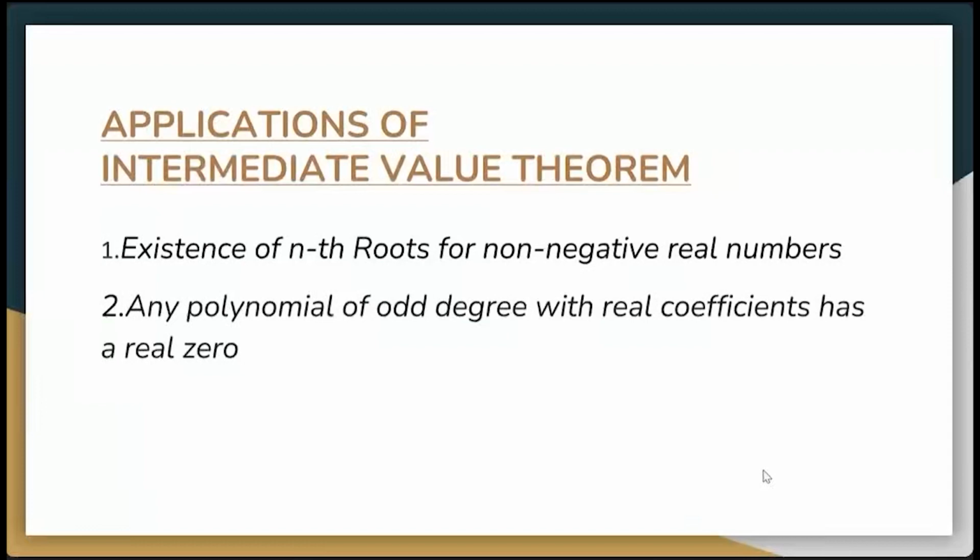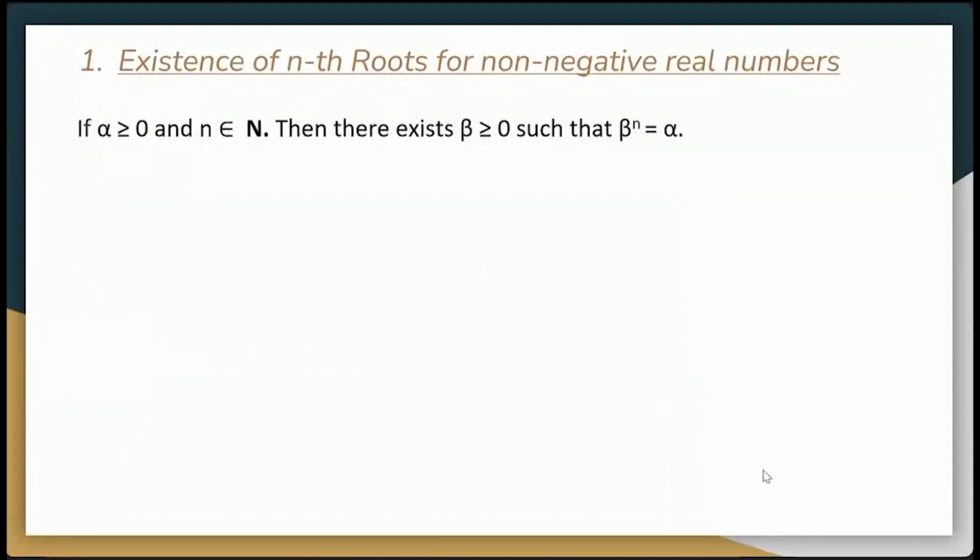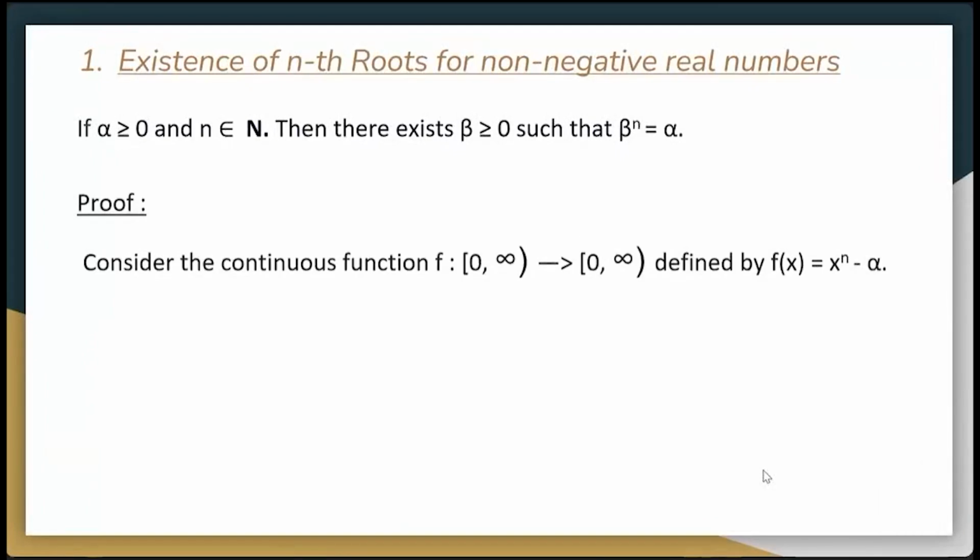Okay, let's look at the first one: existence of nth root for non-negative real numbers. If I have alpha greater than or equal to 0 and n a natural number, then there exists beta greater than or equal to 0 such that beta to the power n is equal to alpha. This is my statement, and we will be proving it. I will prove this by considering a continuous function f from [0, infinity) to [0, infinity) defined by f(x) equals x to the power n minus alpha.